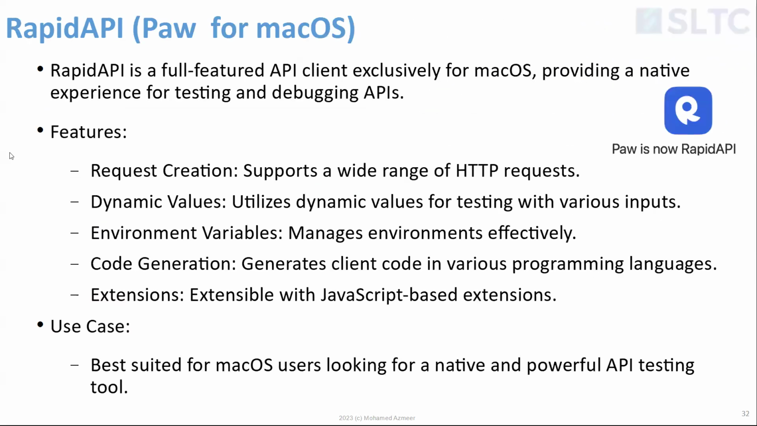And this is especially for macOS. It was called PAW or Paw before, but now it's called Rapid API, right? So it's an API client for macOS. And this is for like native experience on Mac. So if you are into Mac-based application development, then this is a very, very good tool to test the APIs. So you can have dynamic values, environment values, so you can generate code for various programming languages. And also, of course, it has extensions, plugins.